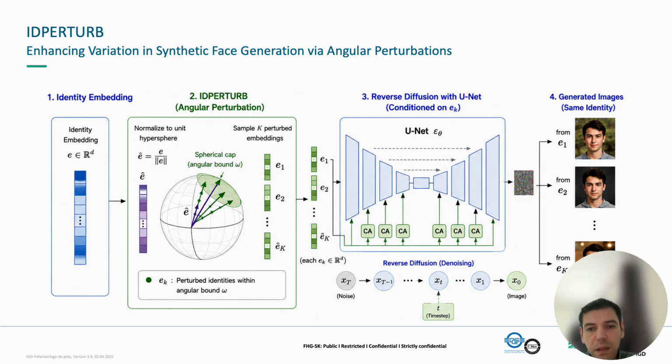When we have a lower value of the lower bound, it means we have strong perturbations and more diversity in the generated data. When we have a higher lower bound value, that means we have strong identity preservation and less diversity. Then, using each of the perturbed embeddings as the identity condition for a diffusion model, we sample a set of images belonging to the same identity with high intra-class variation.